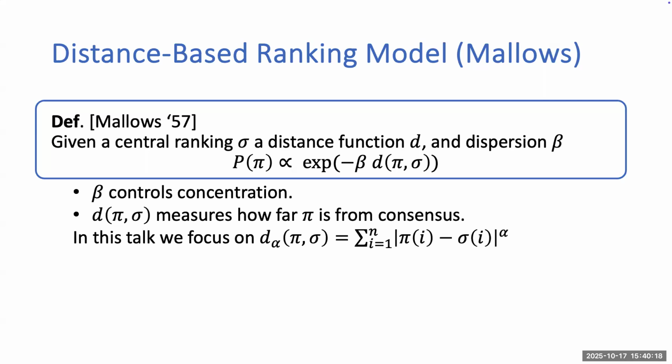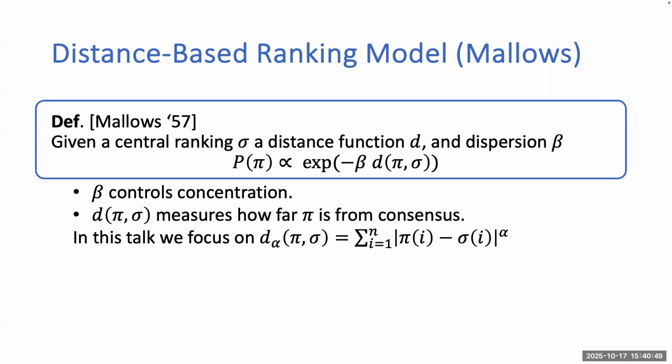I wonder if a similar definition appears in exponential random graphs. You can take the exponential of some temperature and put some distance on graph statistics, like the number of triangles. Yes, it's a similar exponential family, but for permutations.